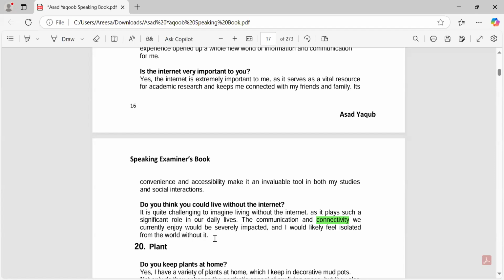So, sir, if you would like to answer the question, you can unmute yourself. Do you keep plants at home? Yes, I planted a variety of plants at my home, which vary from decorative ones to ones which give me fruits, and these are different kinds of plants which I have planted at my home.